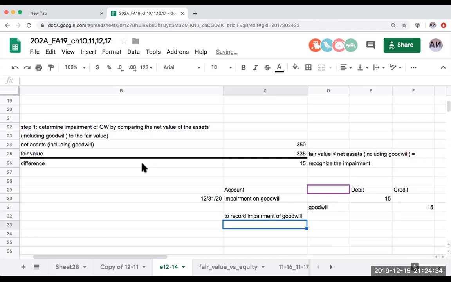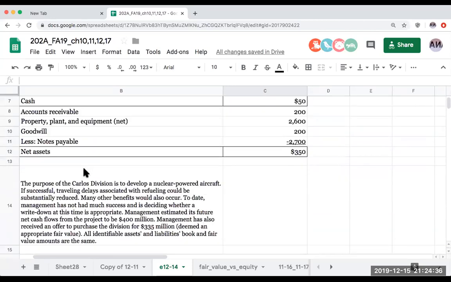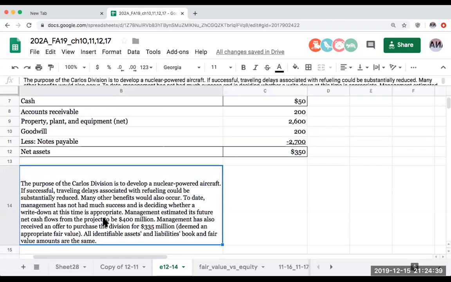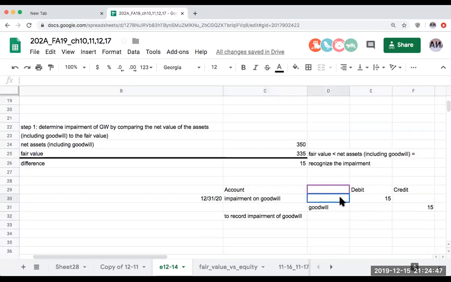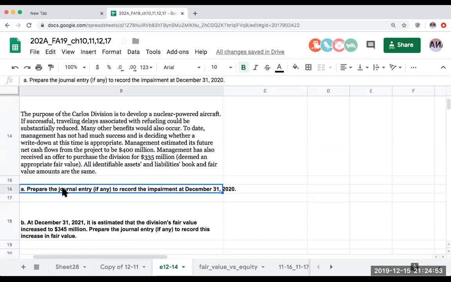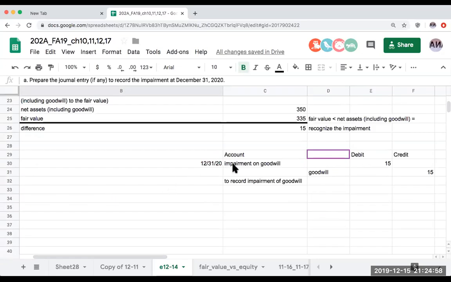So again, I'm basically taking the fair value, which in this case is 335, and I compare this against the net assets that include goodwill. And so what I'm now doing is impairing the goodwill. That's the first thing I go through and do. Do I need a journal entry to record the impairment? The answer is yes. I debit impairment on goodwill, I credit goodwill.